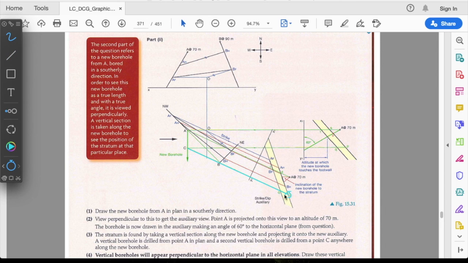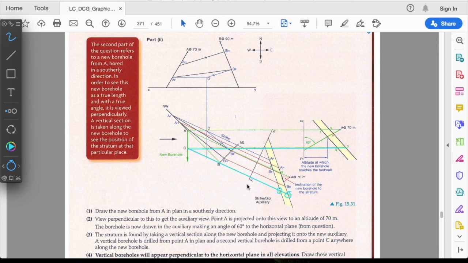So it's this point and this point, so where it hits the head wall and where it hits the footwall. Okay, what we can do with that then is take that and project it back from this view into my auxiliary over here, and then I can take the height for P and Q.